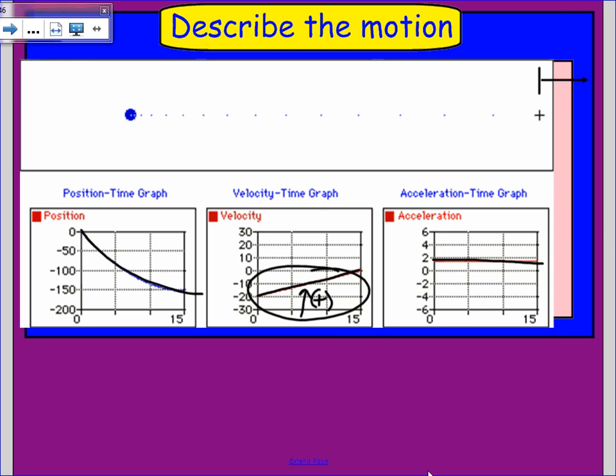This concludes the beginning part of acceleration.